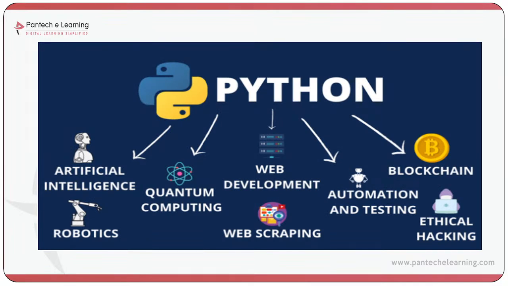Why are we using Python? For artificial intelligence and quantum computing, robotics and web development, web scraping, automation and testing, blockchain and ethical hacking. What is artificial intelligence?